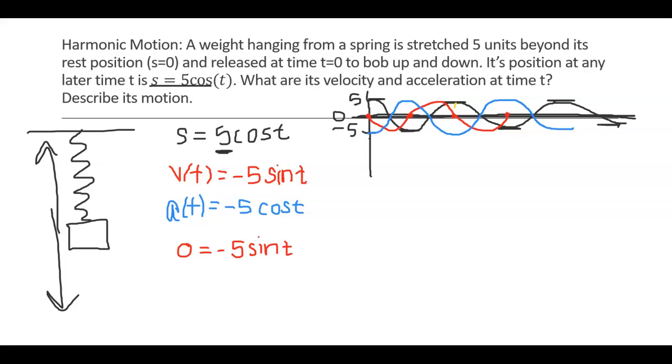When will negative 5 sine t equal 0? Okay, that's one value. Yes, at pi, good. And then this would continue on and on, right? It'll be at 0, it's going to be at pi, it's going to be at 2 pi and 3 pi and 4 pi, etc.